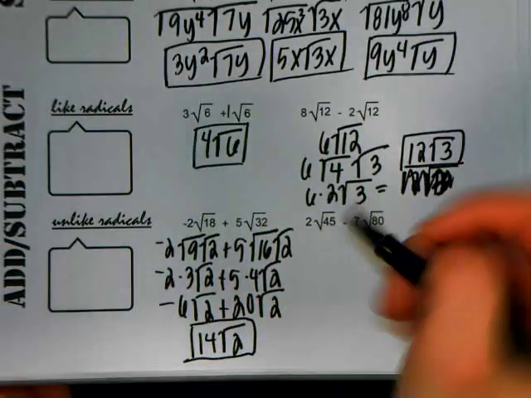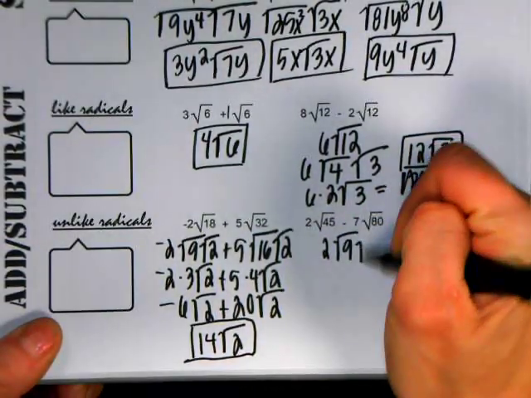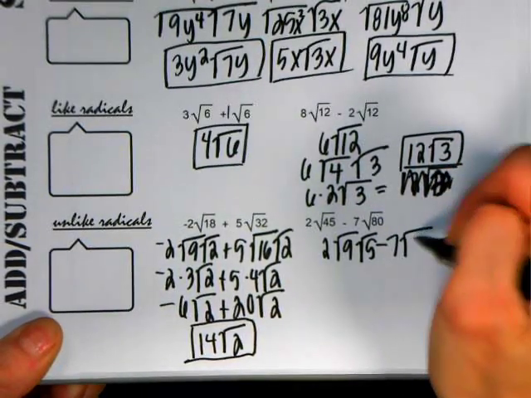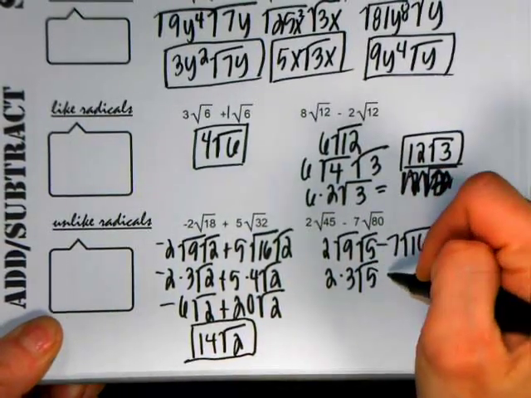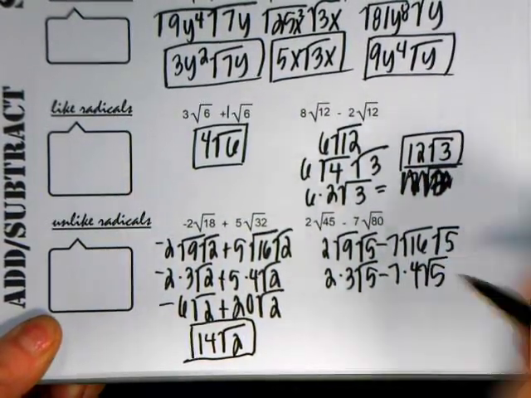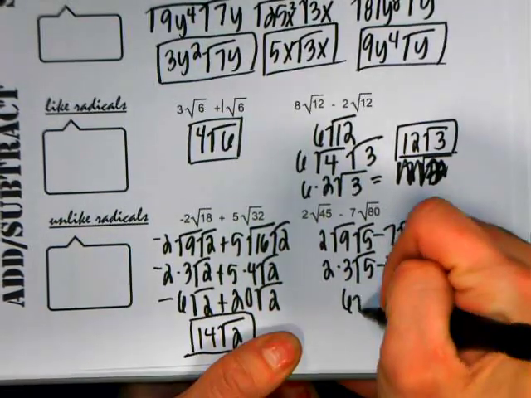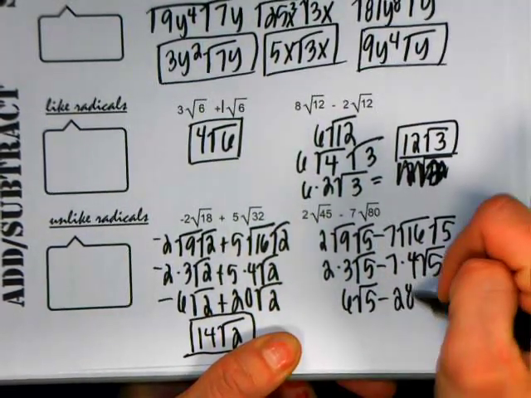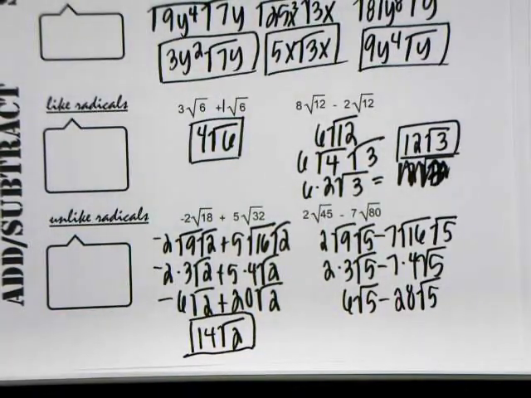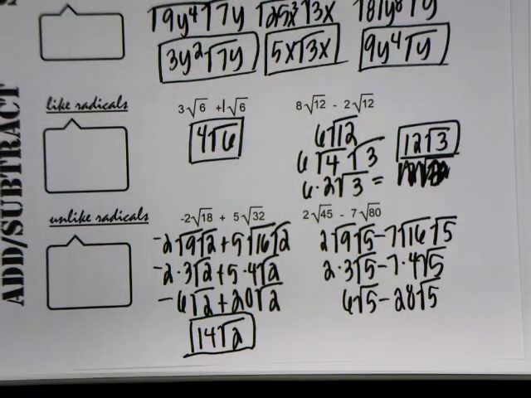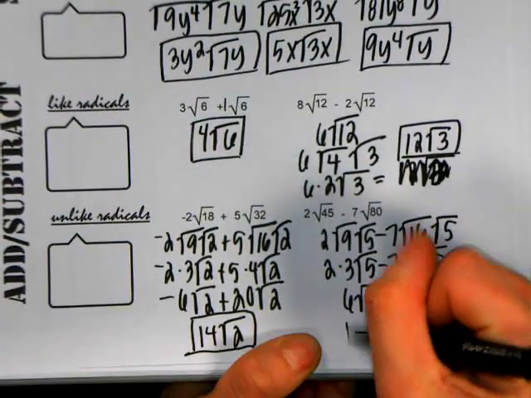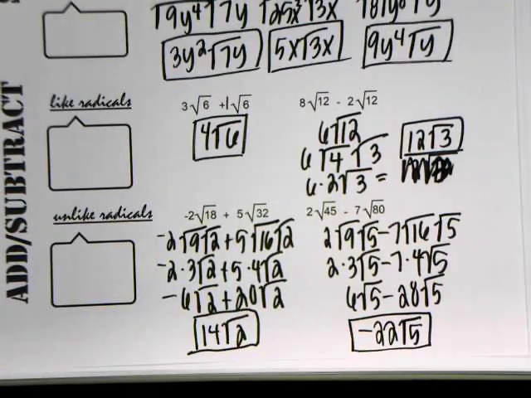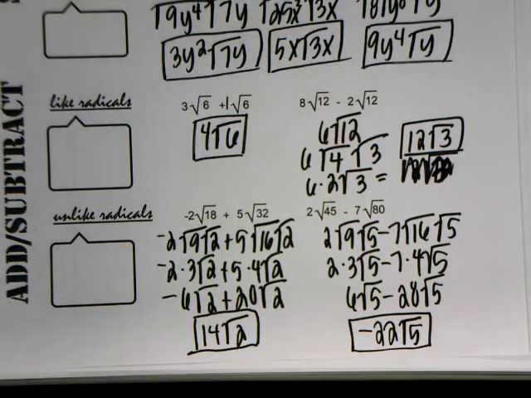All right, next one. 45, you'll do 9 times 5. 80 is 16 times 5. So 2 times 3, radical 5, minus 7 times 4, radical 5. 6 radical 5 minus 28 radical 5. All right, and then those are like radicals. You can subtract those. So that's going to be negative 22 radical 5. So that's addition and subtraction.